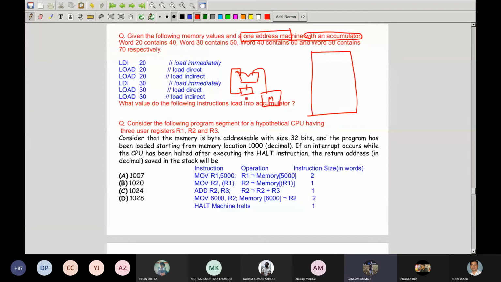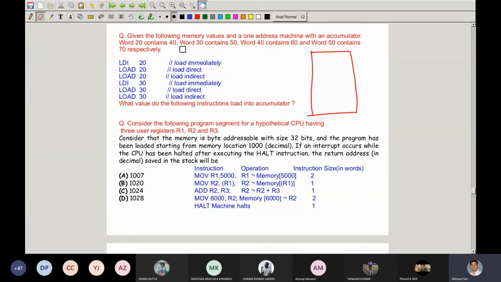Sir, is the answer 50? First question. Sir, my answer is 50 for the first question. Let's see. Let's check. At least you tried. That is a very important thing for me. Whatever answer I don't know, I have to check.